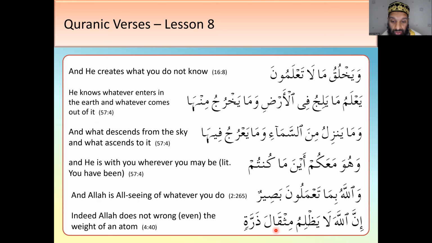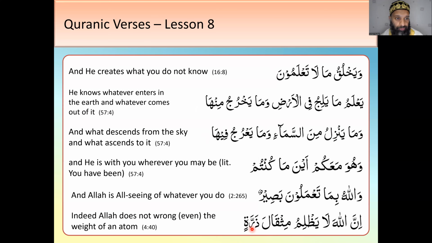Mithqala means weight. I think even in Urdu the word for scale is something like mithqal as well. I think it is. Right? So mithqala. Dharra. Dharra is small, tiny. Right? An atom. Translate as an atom here. Is that the smallest thing known to the Arabs? Right? Dharra. It's an Urdu word as well. So indeed, surely Allah does not wrong even the weight of an atom. Right? Allah subhanahu wa ta'ala forgive us all our sins.